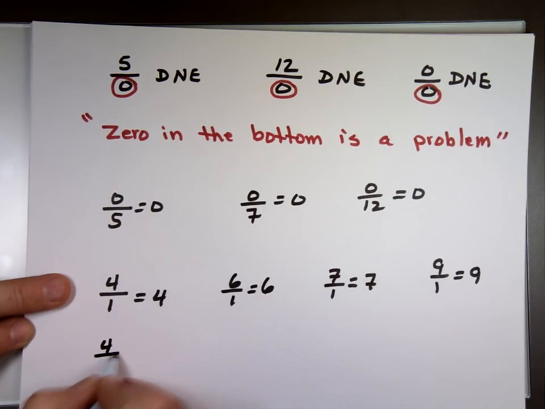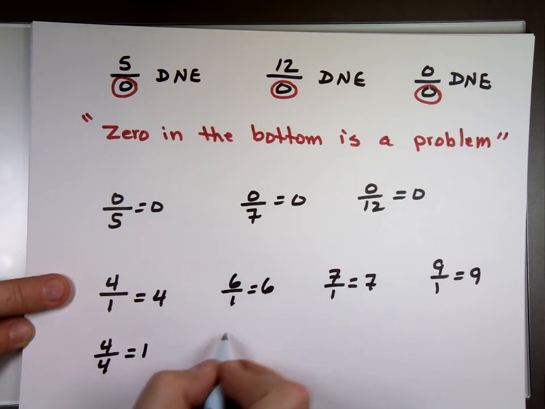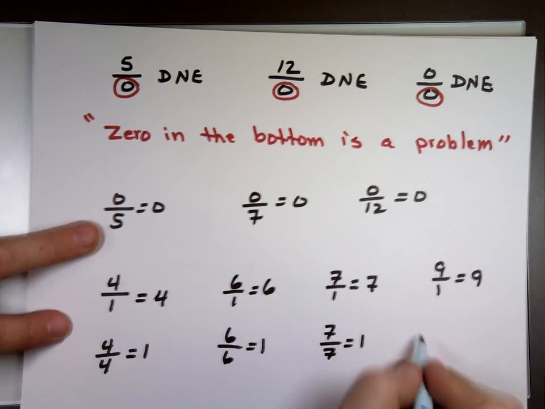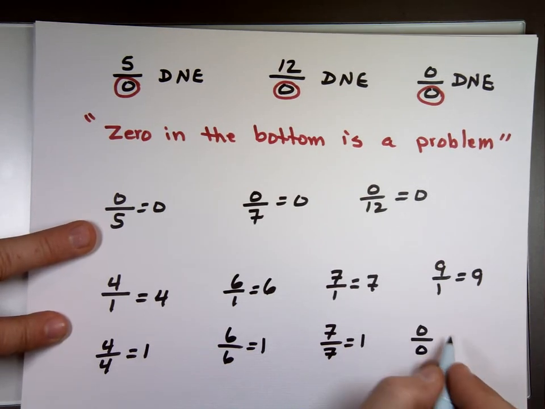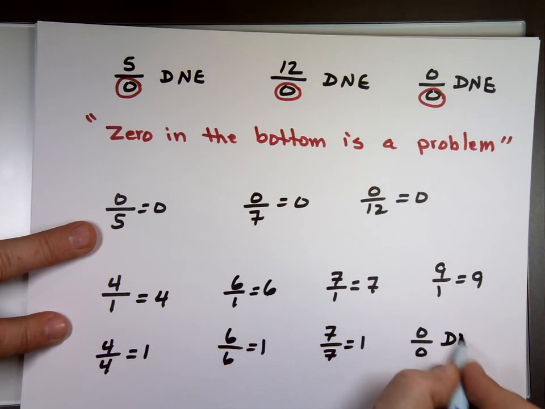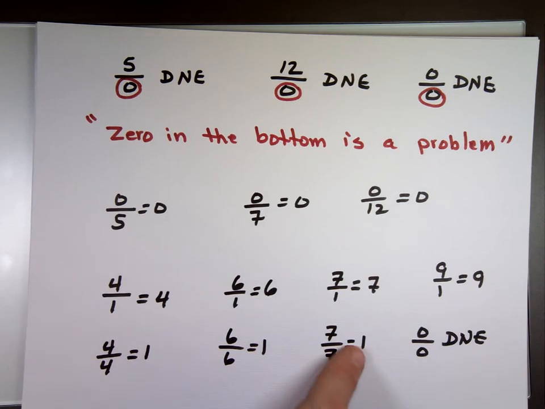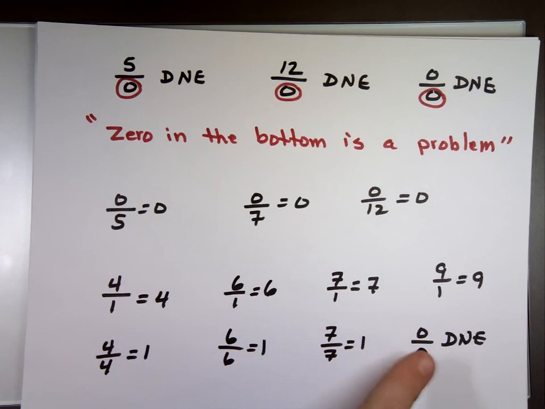What's 4 over 4? 1. What's 6 over 6? 1. What's 7 over 7? What's 0 over 0? D-N-E, does not exist. I heard 0, I heard 1. Nope. 0 on the bottom is a problem. I don't care what's on the top. But a number by itself is always a 1 except that one. 0 over 0, it's not a 1. It's not a 0. It does not exist. An error.